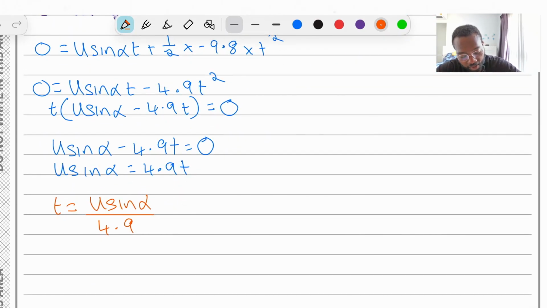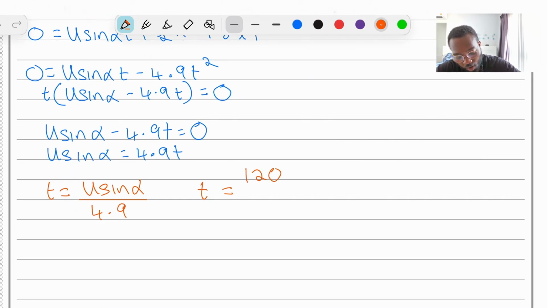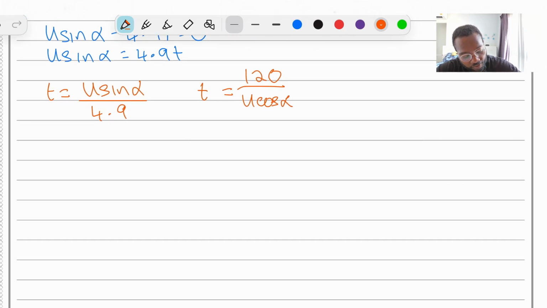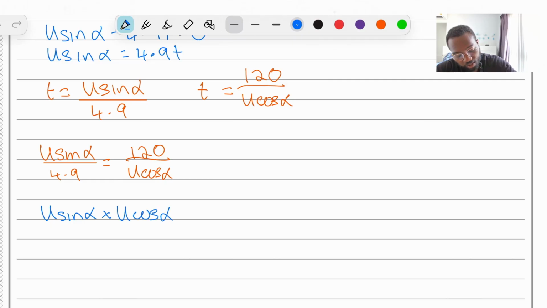So I write the other value here, which was t is equal to 120 over u cosine alpha. These values must be equal to each other. Therefore, we have that u sine alpha over 4.9 is equal to 120 over u cosine alpha. And therefore, once they're equal, we can just cross multiply. Therefore, we get u sine alpha times u cos alpha is equal to 120 times 4.9.